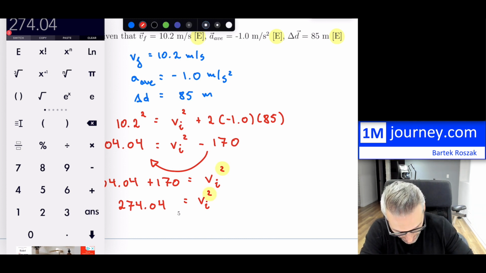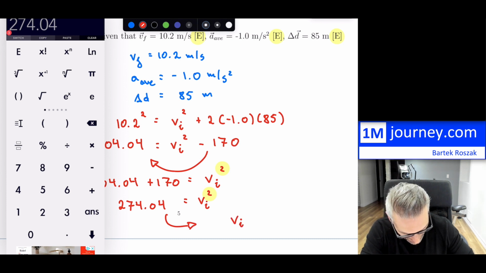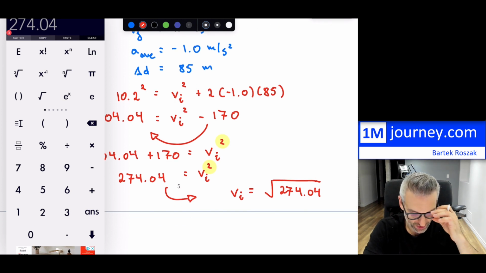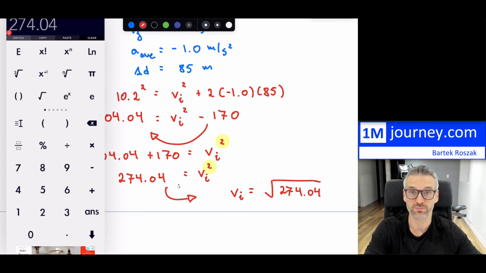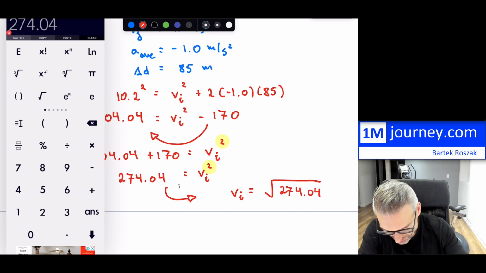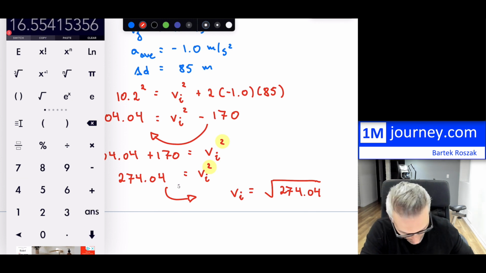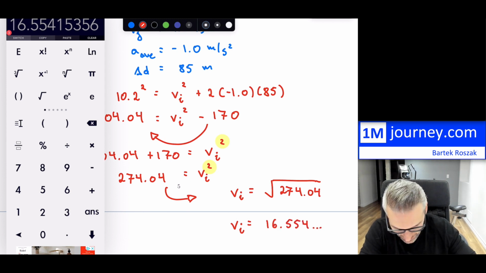So what does that mean for us? It means that VI is going to be equal to the square root of 274.04. Now, of course, when you take the square root, the answer could be both positive or negative, because if you square it, you're going to get 274.04 back. So just be careful. So let me clear this out. VI is equal to 16.55, etc.